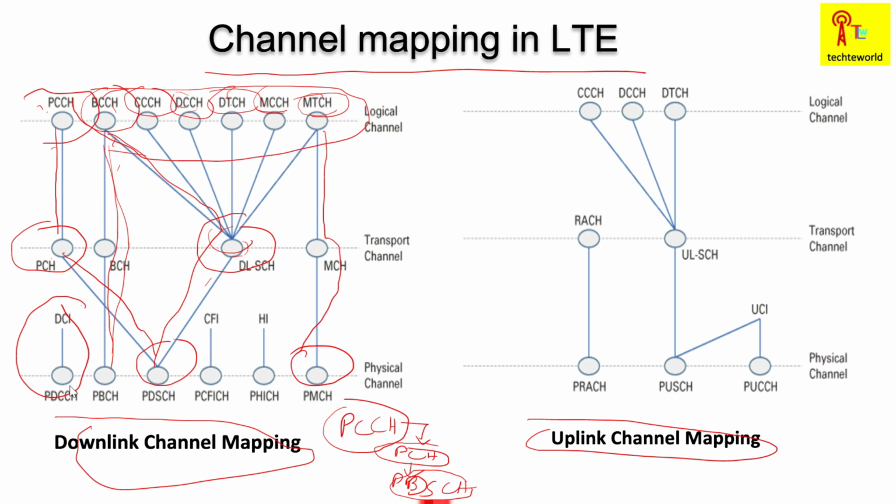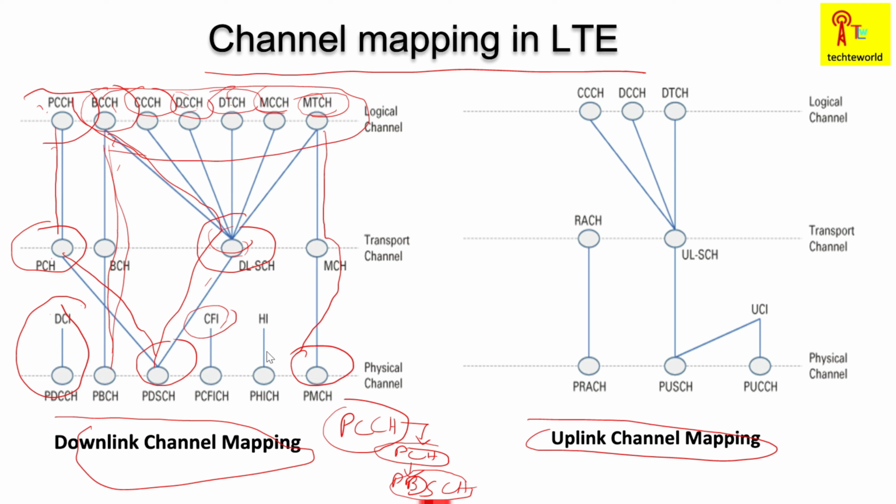So for example, this PDCCH, which transmits the DCI, is not mapped to any other channels. It is not mapped to any transport channel or logical channel. Similarly, we have the PCFICH, which transmits the CFI, the control format indicator. So this also is not mapped to any other channel.